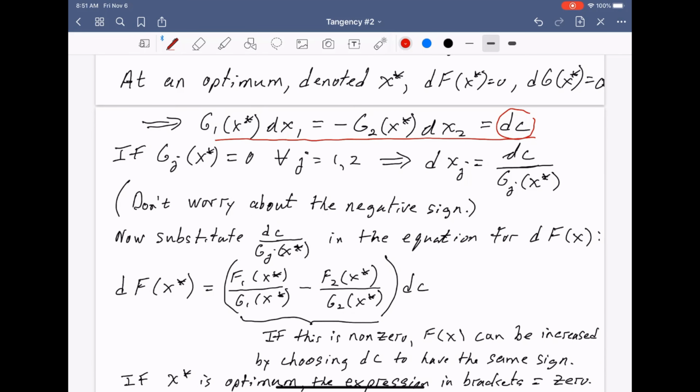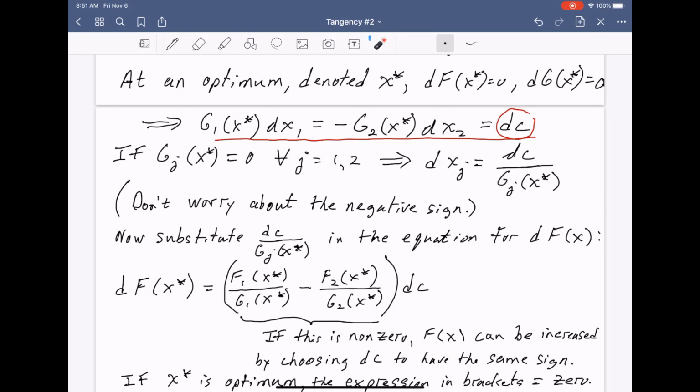So from that, if we have that any one of these g1 evaluated at x star or g2 evaluated at x star is not equal to 0, then what we have is that dxj is equal to dc over that. So basically what we're doing is solving for dx1 and dx2, and we get this result here. Now don't worry about the negative sign as I mentioned.